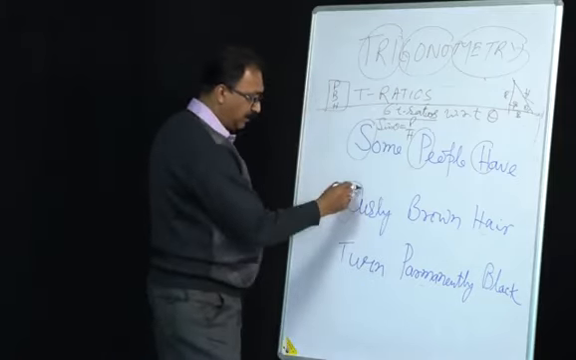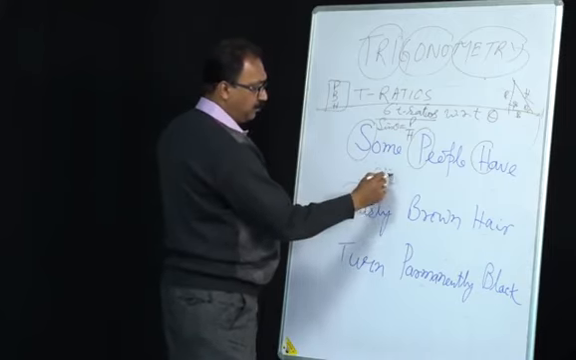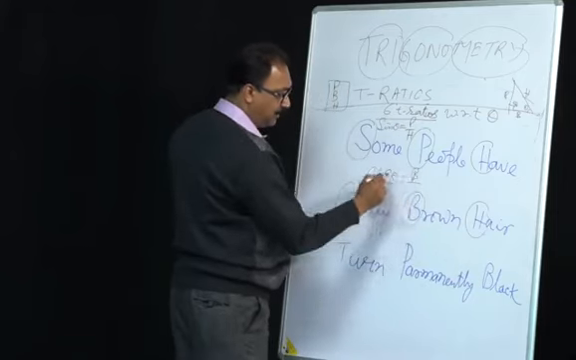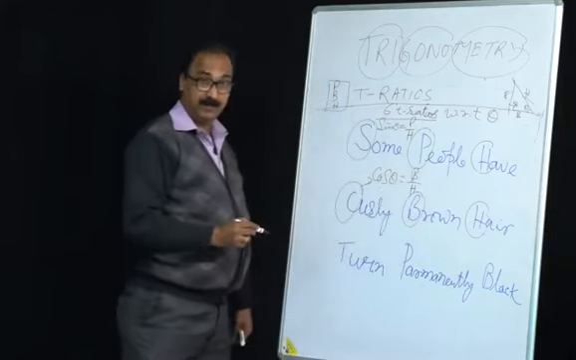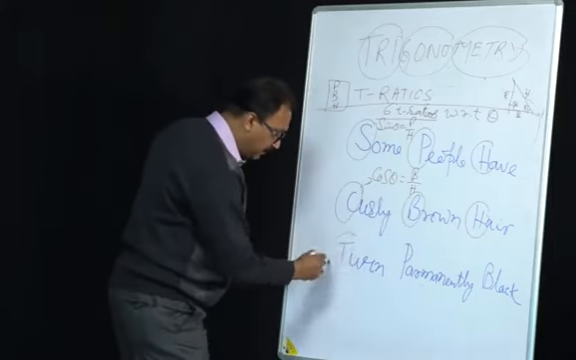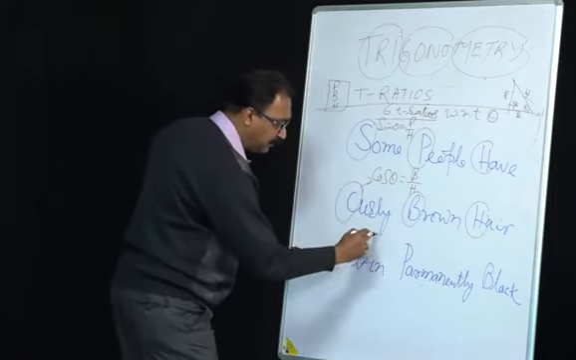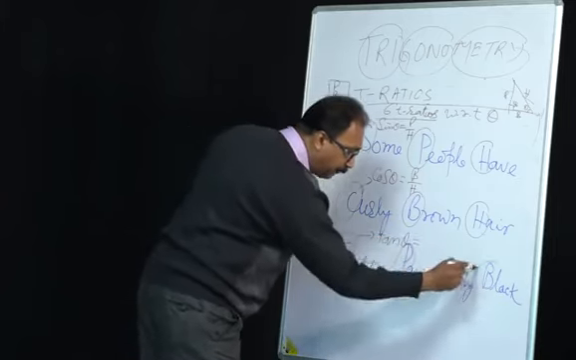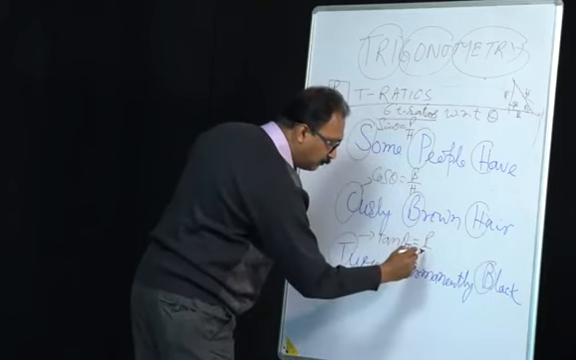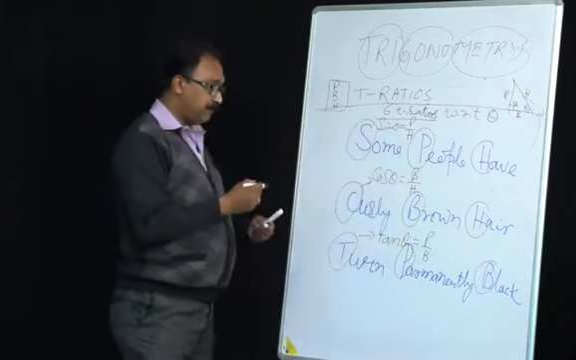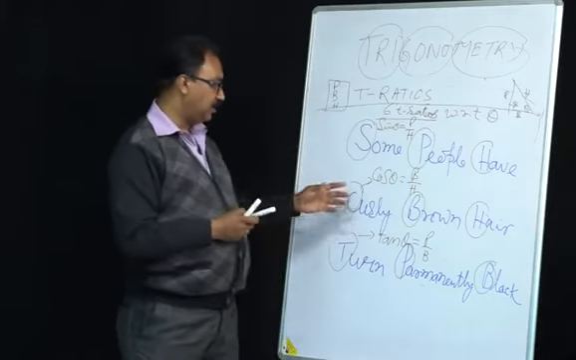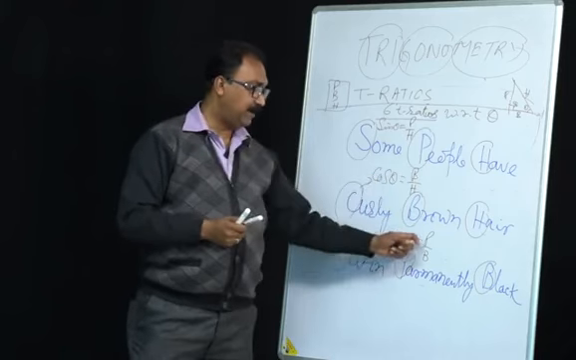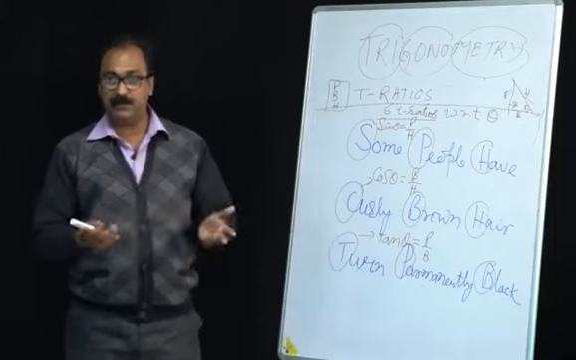Cos theta, C indicates cos theta. Cos theta is equal to base by hypotenuse. So curly brown hair. You can remember this poem easily. Clear? Turn, T for tan theta, is equal to permanently black, P by B. So some people have, sin P by H; curly brown hair, cos B by H; turn permanently black, tan P by B. It's very nice to remember.